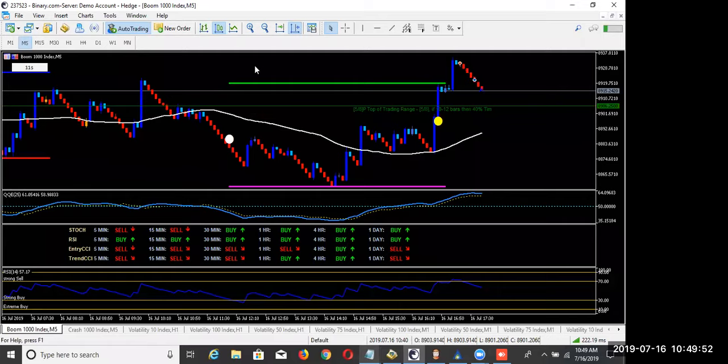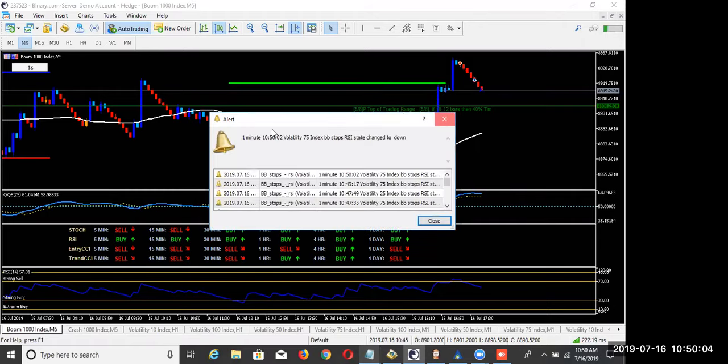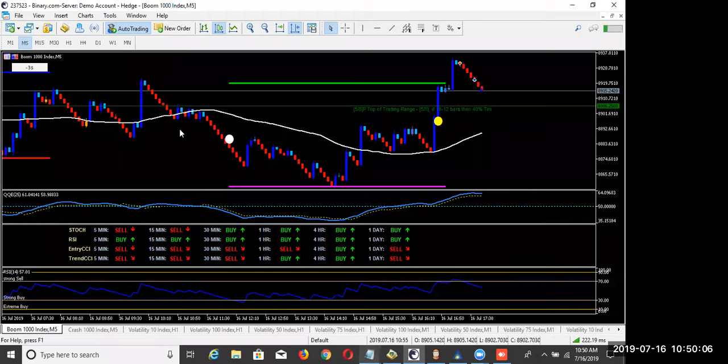What are the indexes that have been added? Crash 500 and boom 500. You have to log in to your account and you will see that crash 500 and boom 500 have been added. They are the newly added ones. Any other question?